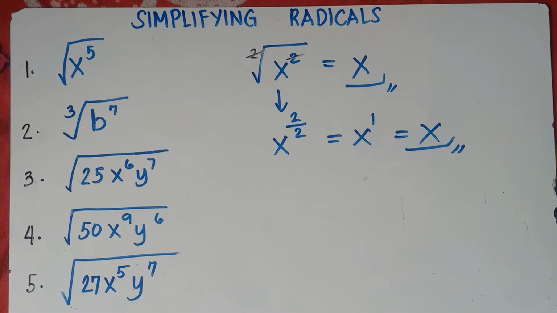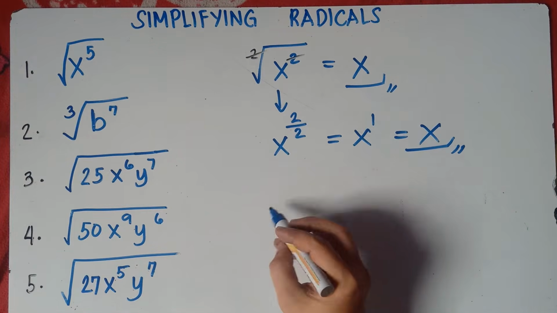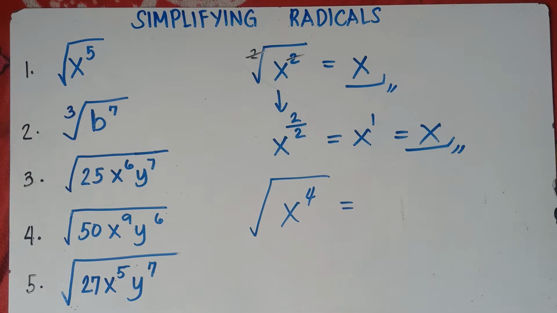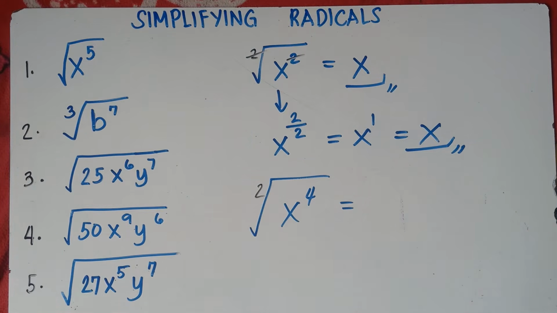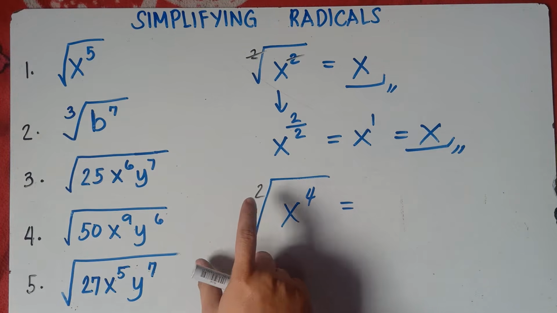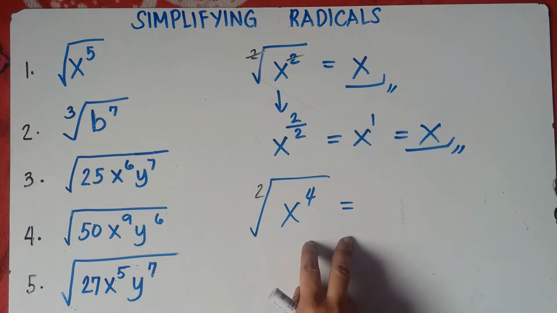Alright, so let's try another example, class. What if the index and the exponents are not the same? What if we have the square root of x raised to the power of 4? What would be your answer, class? Of course, the index here is 2, right? So the index and the exponents are not the same. What you will do, class, is think of it this way: is 4 divisible by 2? Can we divide 4 by 2? Because if we can, we can simply answer it right away.